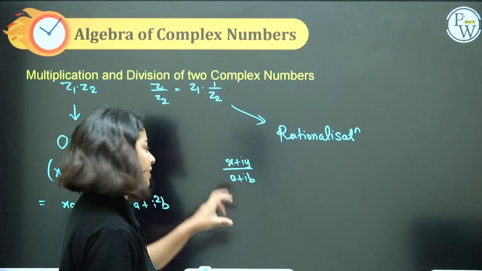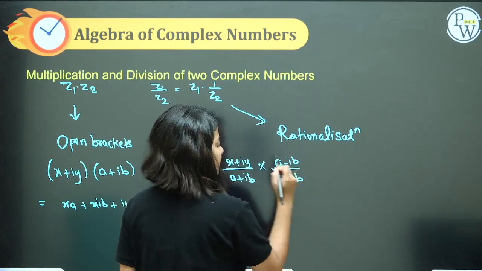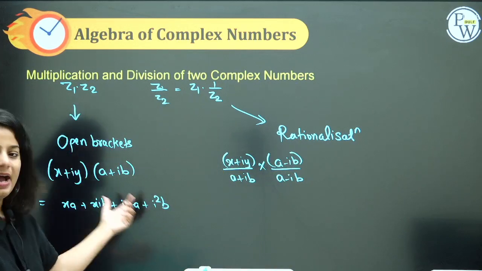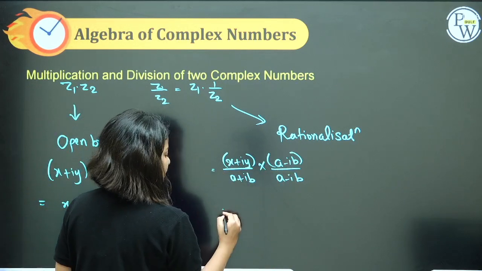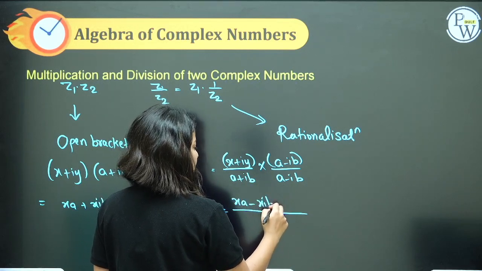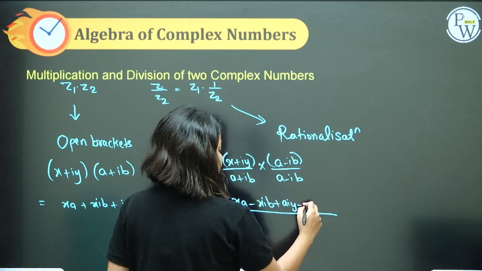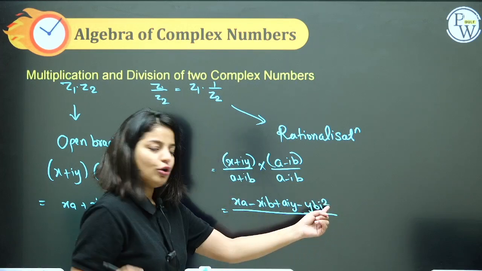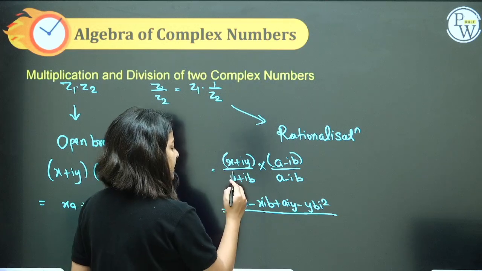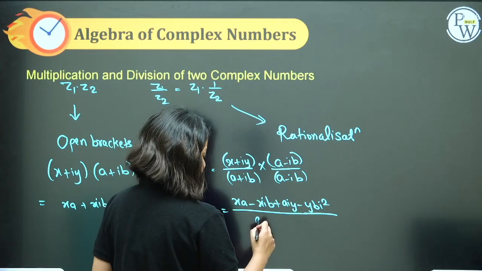Real part and imaginary part. Now such a question, you will multiply with a minus ib, divide with a minus ib. In the numerator, normal multiplication, x plus iy and a minus ib. Normal multiplication will happen in numerator, like xa minus xib plus aiy minus iy into ib, yb i square. Later on you can put i square as minus 1 and simplify it. Whereas denominator is a plus ib into a minus ib.